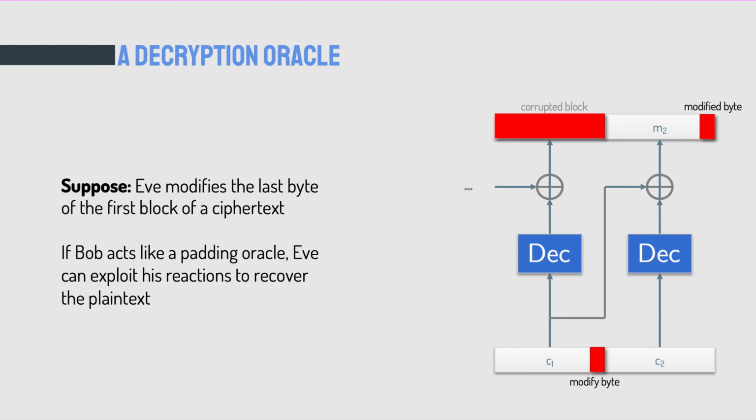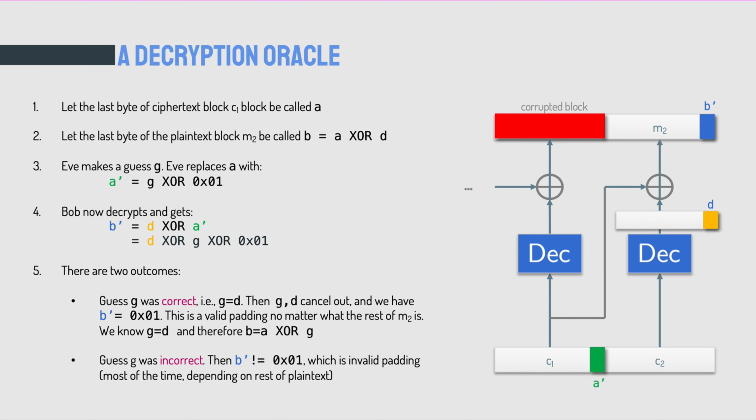If Eve modifies the last byte of the second last block of ciphertext, that modification will wind its way into the last byte of the plaintext. Eve doesn't know the last byte of the plaintext, but she can indirectly infer it by whether or not the padding is correct. Essentially, Eve is going to be able to brute force the last byte of the plaintext by modifying the last byte of the second last block of ciphertext. She's going to make a guess about what that plaintext byte is, and she's going to modify the ciphertext in such a way that if her guess is right, it will result in a plaintext with valid padding.